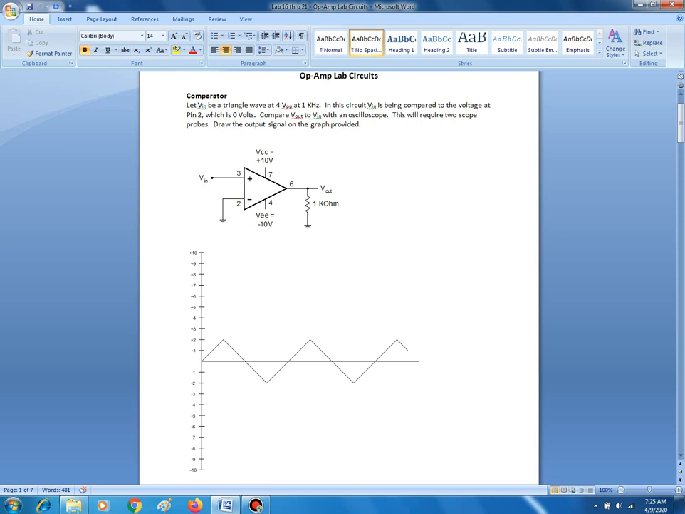The first circuit is a comparator. Here it says, let Vn be a triangle wave at 4 volts peak to peak at 1 kilohertz. In this circuit, Vn is being compared to the voltage at pin 2, which is 0 volts. Compare Vout to Vin with an oscilloscope. This will require 2 scope probes. Draw the output signal on the graph provided.